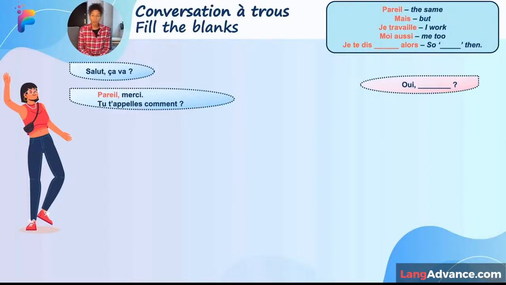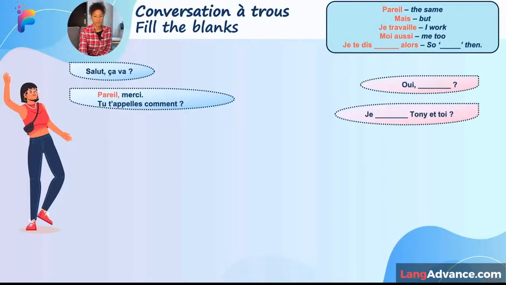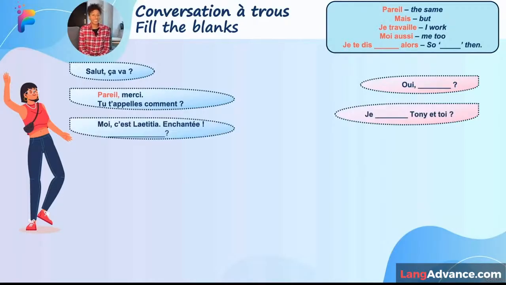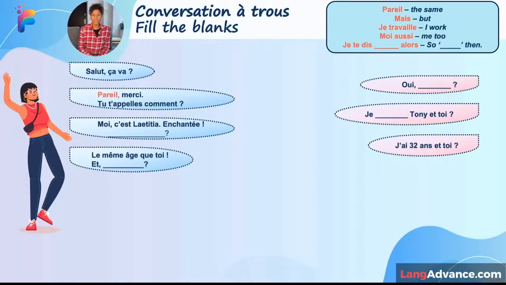Pareil, merci. Tu t'appelles comment? Moi, c'est Laetitia. Enchantée. Now, there is a blank section on my side. I'm going to show you the answer. Take a guess. What do you think I'm asking? Yeah. Well done. Le même âge que toi. Et you're gonna have to guess. What do you think I'm asking, since you have the answer there? Yeah, it's about your nationality, exactly.